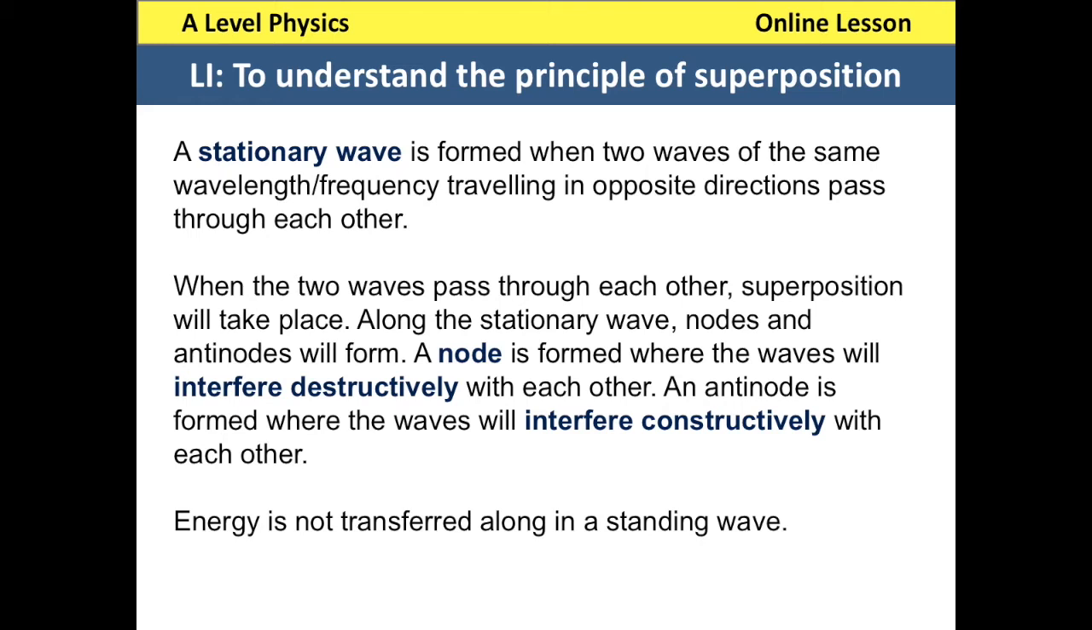When the two waves pass through each other, superposition will take place. Along the stationary wave, we will get nodes and antinodes getting made. A node is formed where the two waves will interfere destructively with each other and cancel out, whereas an antinode is formed where the waves will interfere constructively with each other and reinforce each other. Now, it's important to note that in a standing wave or a stationary wave, energy is not transferred along them like they are in progressive waves.